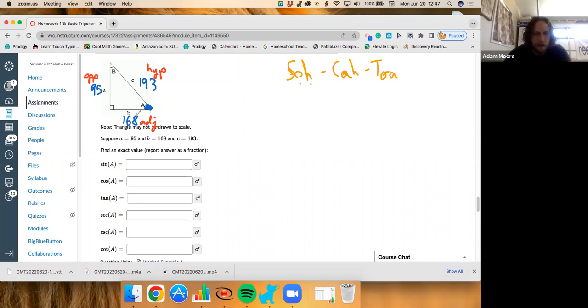And so let's see here. There's the opposite. Opposite is 95, over hypotenuse 193, done. 95 over 193. Ta-da! And then cosine, well, that's adjacent over hypotenuse. So 168 over 193. 168 out of 193. And then tangent ratio is opposite over adjacent. So that's 95 opposite over adjacent 186. So 95 out of 186, comparing those two sides. Kind of like we've been doing, you know.